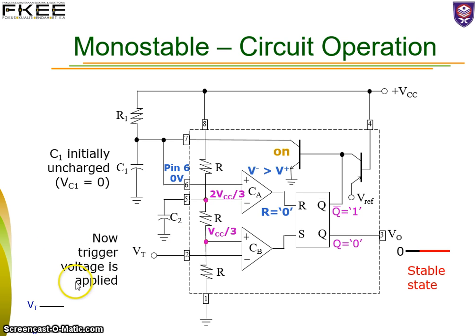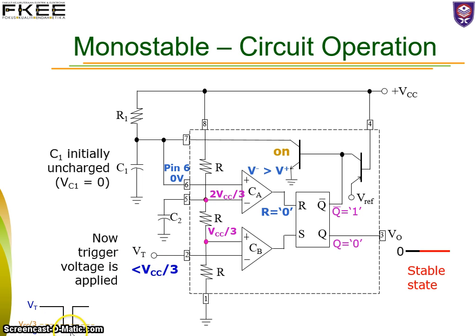Now, when we trigger a voltage at pin 2, this trigger voltage must be less than 1/3 of VCC. And this value is being compared with this one, since 1/3 of VCC is greater than V minus. So this is the condition. This is the trigger voltage. It must be less than 1/3 of VCC over here.